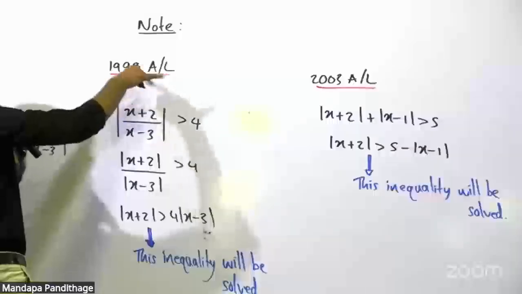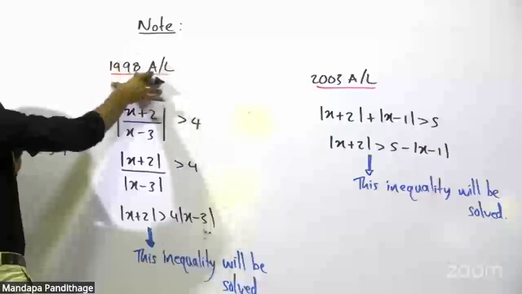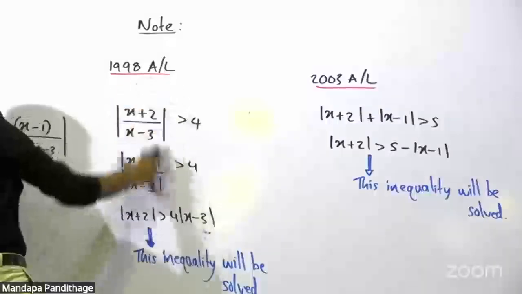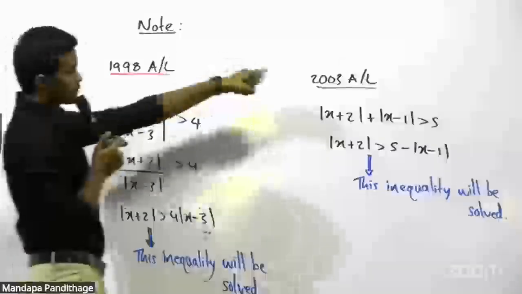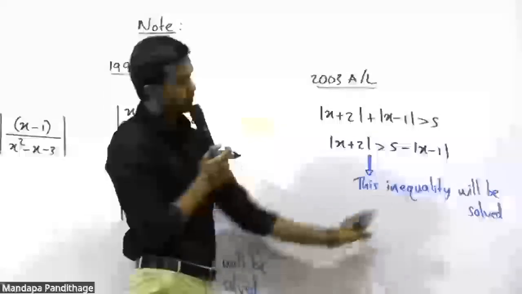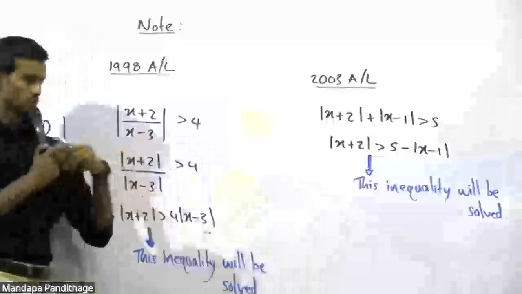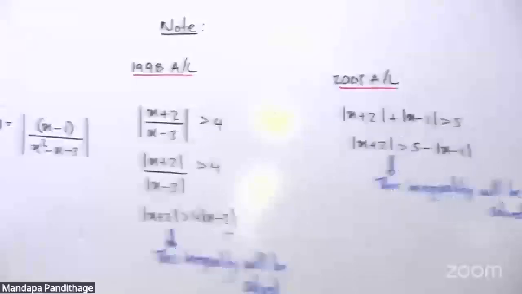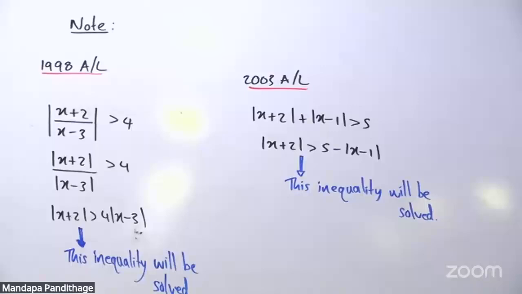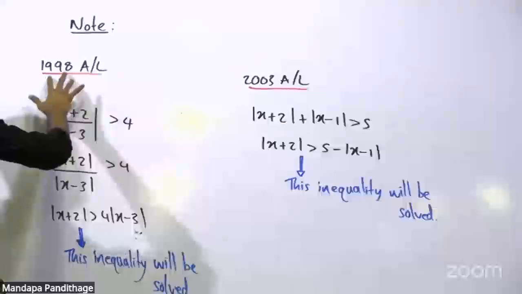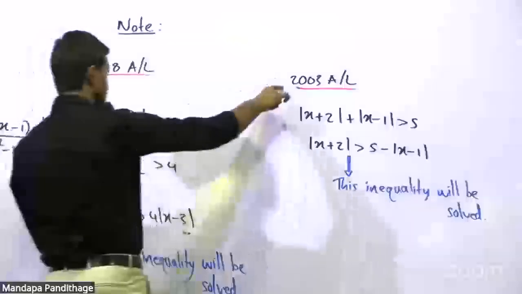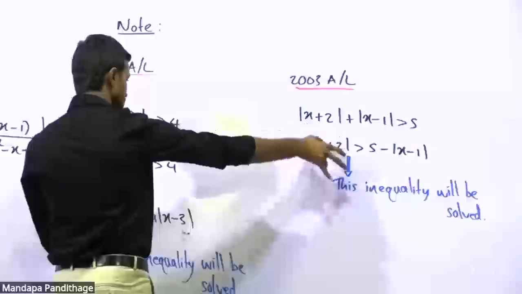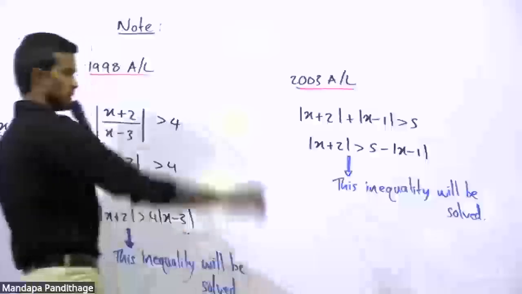Then write this example and then 2003, and solve the inequality in 2003. Just write 1998 A level under this note and come up to this. This inequality will be solved. And then 2003, come up to here and solve it: sketch the two graphs y equals modulus x plus 2 and y equals 5 minus modulus x minus 1, and then solve the inequality. For 1998, come up to here. You don't have to sketch it or solve it. Then write 2003. After rearranging this one, the inequality will be solved.